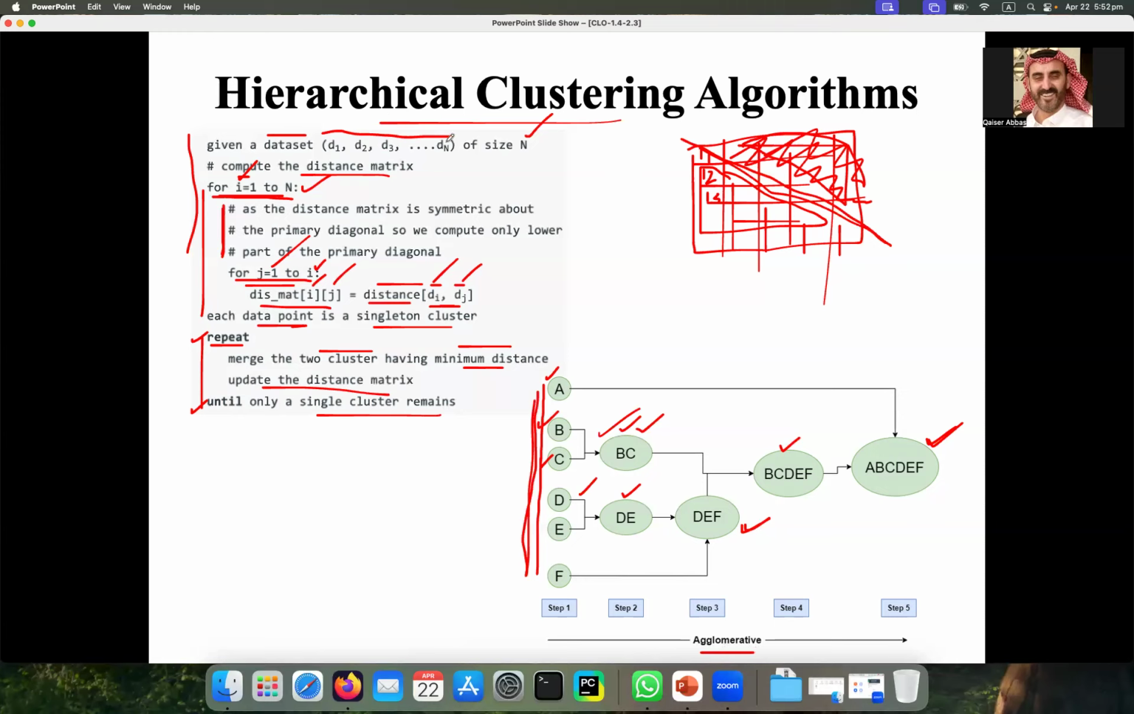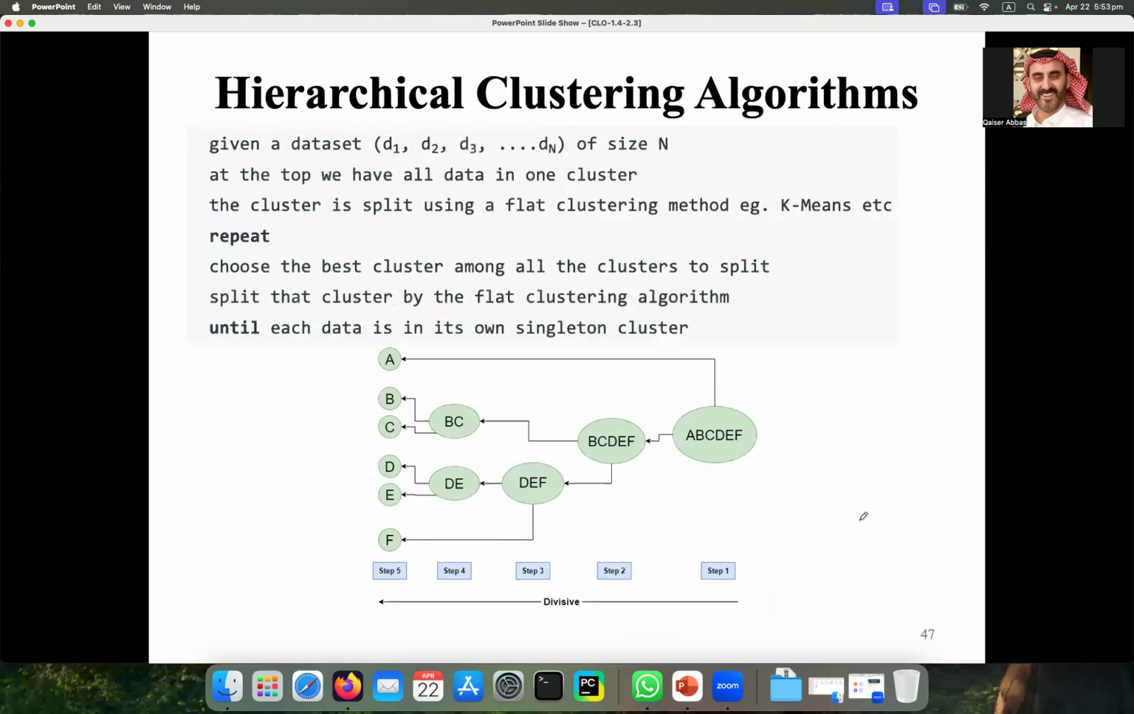I think hierarchical clustering already appeared on the previous slides, and there we talked about these two types of hierarchical clustering. So here, this is step 1, step 2, step 3, and so on. This is that understanding. Now moving toward the other type, which is divisive. That is the opposite of the previous one.